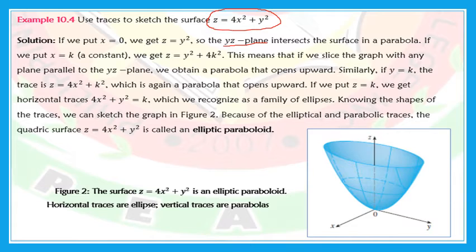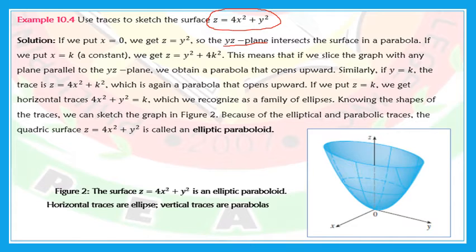If we put z equals k, we get horizontal traces. Sa pagkuha ng trace, class, i-let nyo lang bawat variable, si x, y, and z, or set ninyo as equal to k. So, horizontal traces niya: x squared plus y squared equals k, which we recognize as a family of ellipses. Kasi let's say ang k natin dito is equal to 1. So family of ellipses siya.